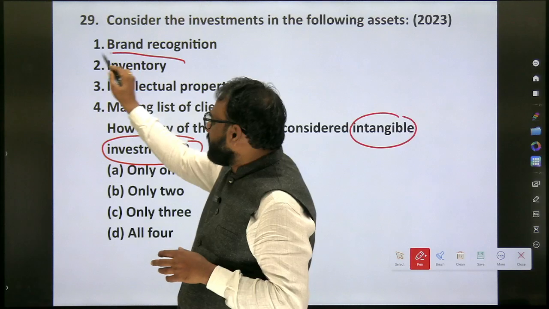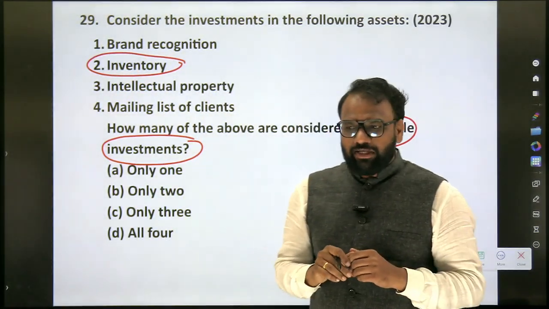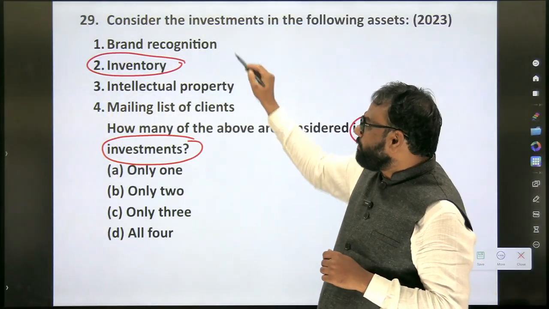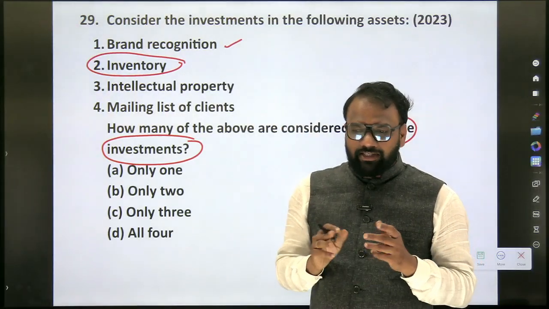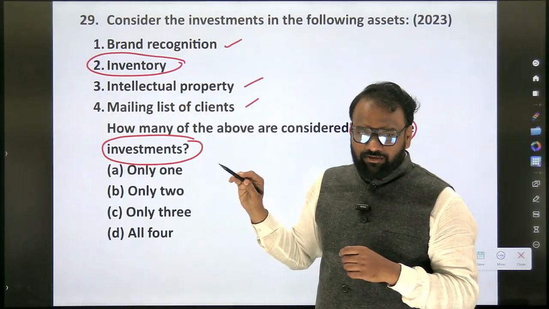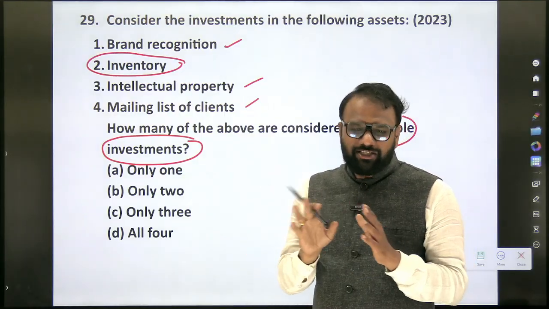Inventory means whatever you have produced, you have kept it somewhere in the godown. That is an inventory. So whether inventory is tangible or intangible? Tangible. Next, brand recognition. Yes, it's intangible. Intellectual property, intangible. Mailing list of clients, phone numbers of clients, so intangible. So this much basic understanding will help us.